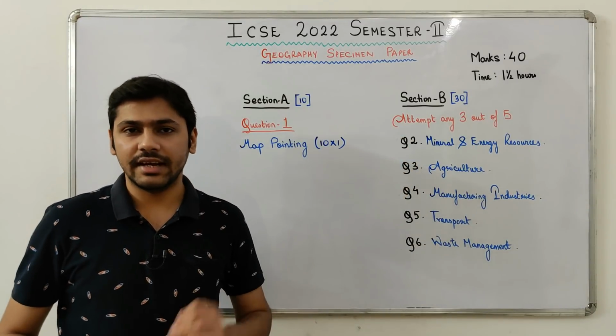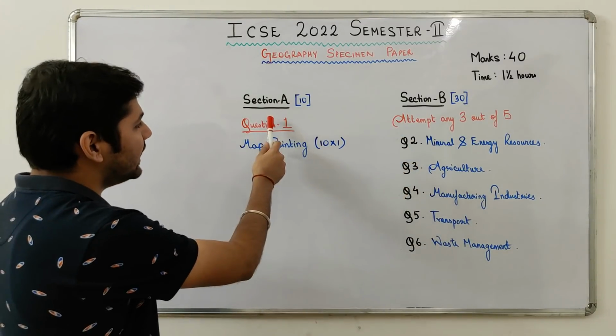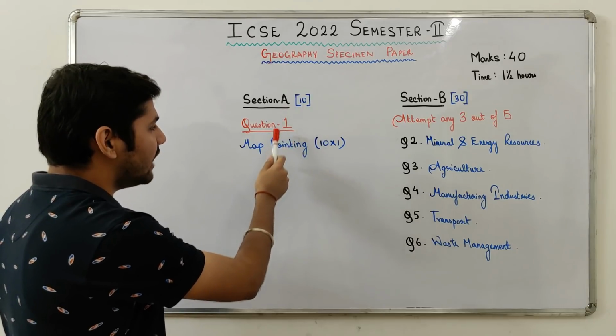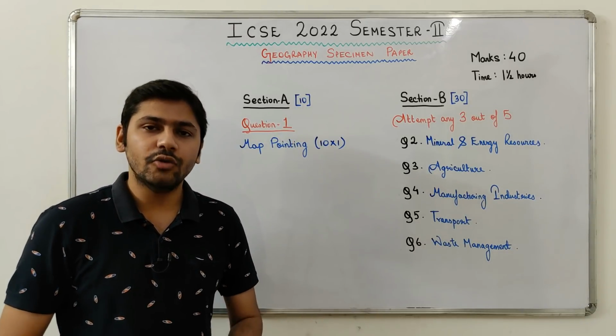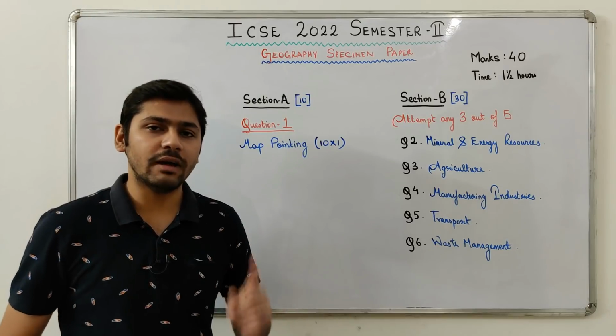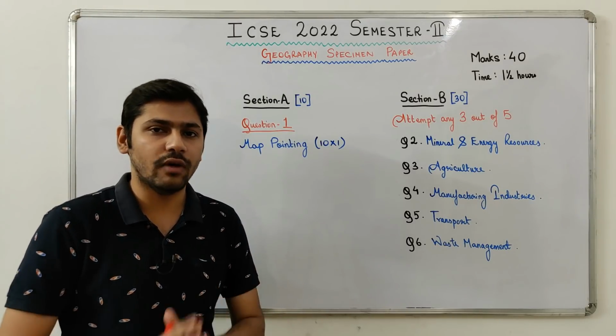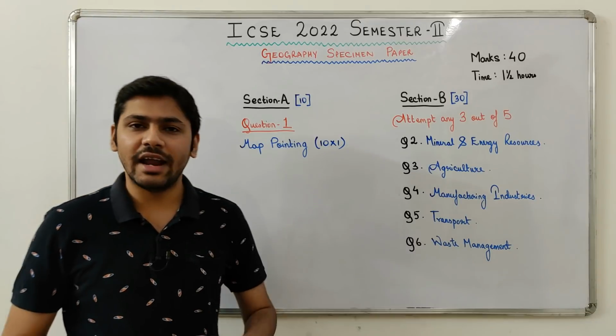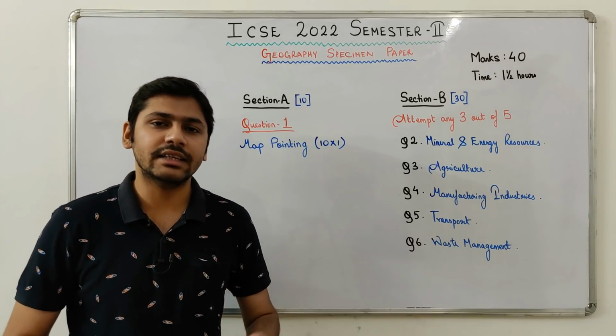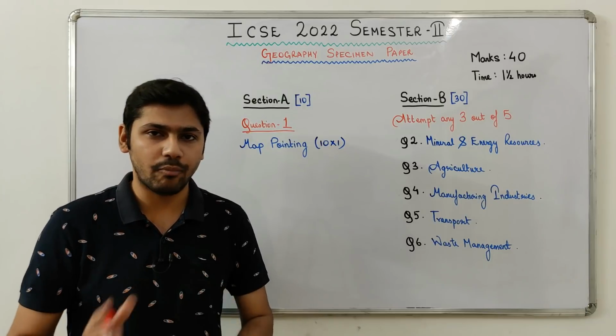Let's begin with Section A. Section A is of 10 marks, and over here you will have question 1, which is the question of map pointing. You will have 10 pointings of 1 mark each to give you 10 into 1, 10 marks. Simple. Over here I would like to say that Eduception has covered the entire syllabus of map pointing.